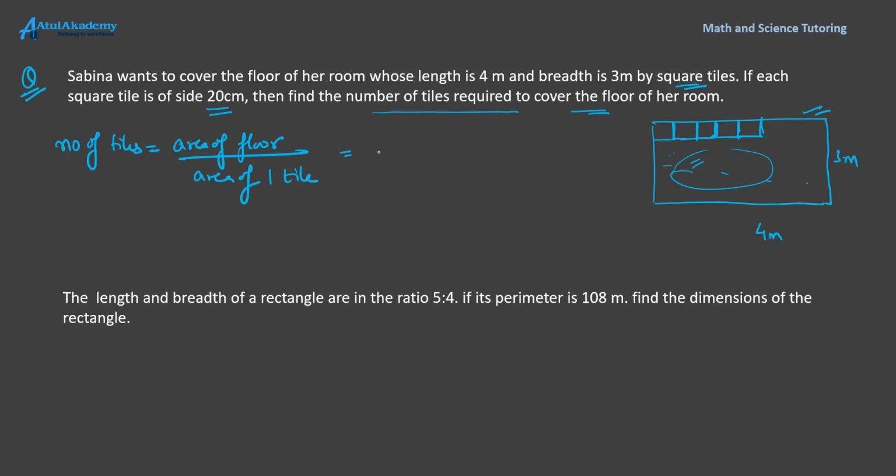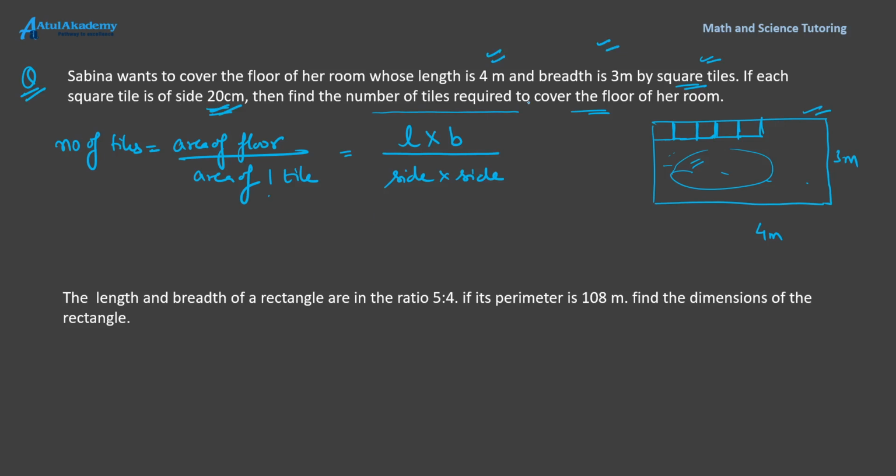You can do it directly also. Area of the floor is rectangular shape, so you can write it here also step by step. It's L into B. Tile is a square tile, so you can say it is side into side. But here you see there is a unit conversion. The floor is in meters, the tile is in centimeters.